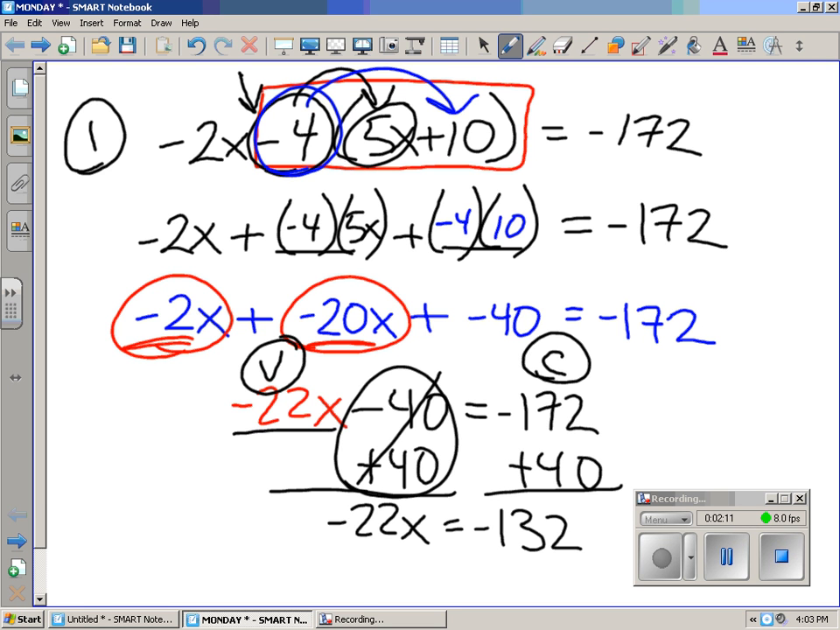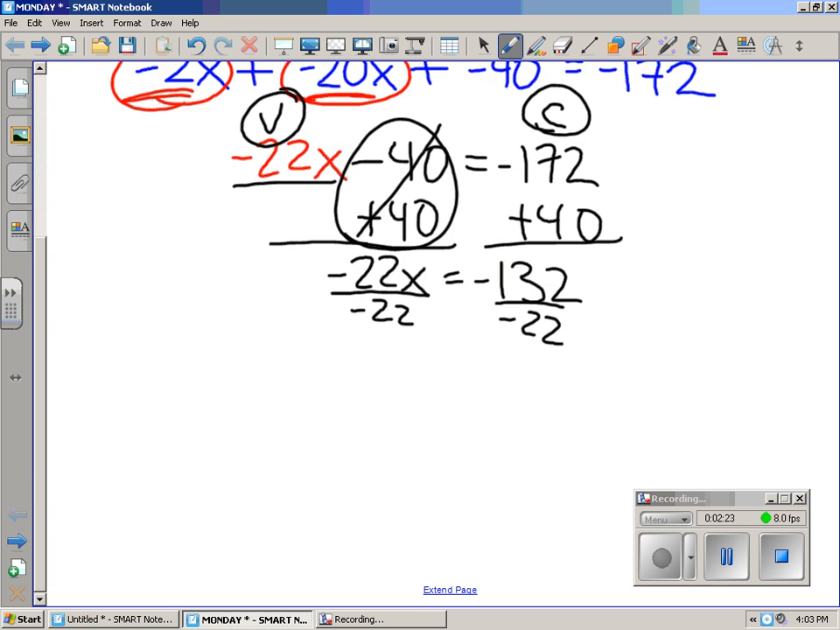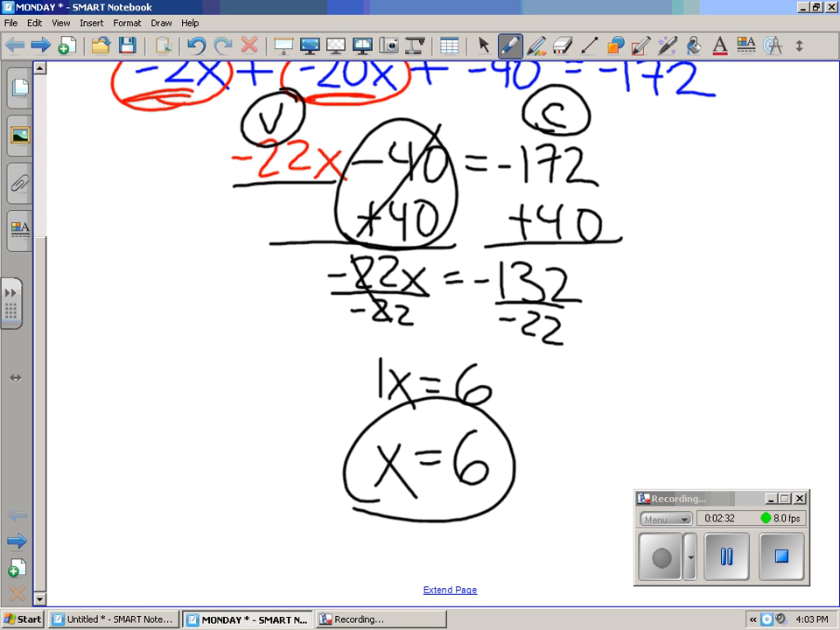negative 132. The final step is to take the negative 132 and divide it by negative 22, and take the negative 22x and divide it by negative 22. I get 1x on the left, and on the right I get a positive 6. So x is equal to 6. Number 2.